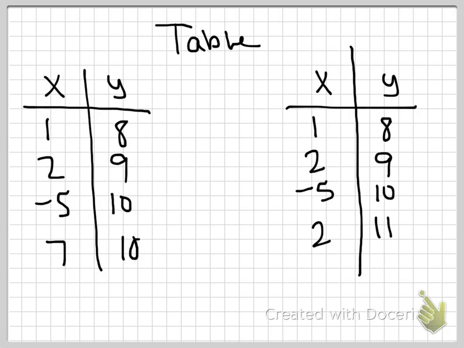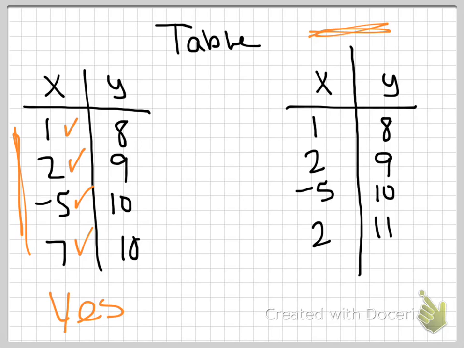And the last is looking at a table. Notice on the left side, none of the x values repeat. All of these are unique x values: 1, 2, -5, 7. None of the x's repeat, so this is a function.